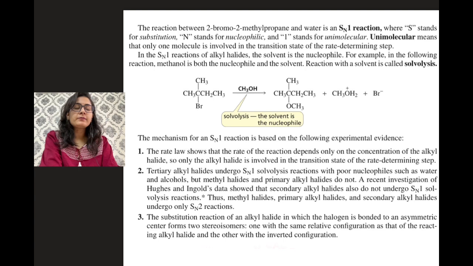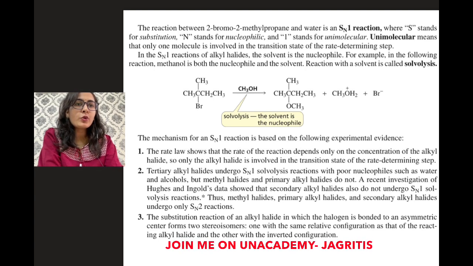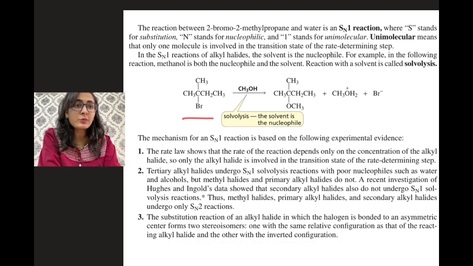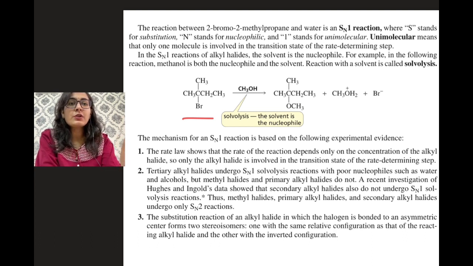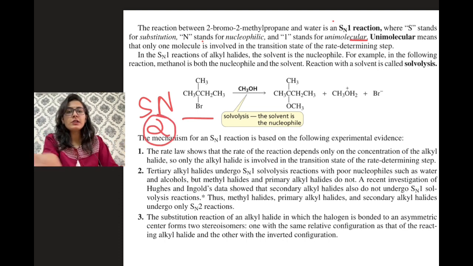So what do we see over here? The reaction between 2-bromo-2-methylpropane, this particular molecule, and water, is the one that we did in the previous example. It is an SN1 reaction, where S stands for substitution, N for nucleophilic, and it is unimolecular. In the previous video we discussed SN2. So what is this 2 for? That is bimolecular, all right, and here the SN1 is unimolecular.